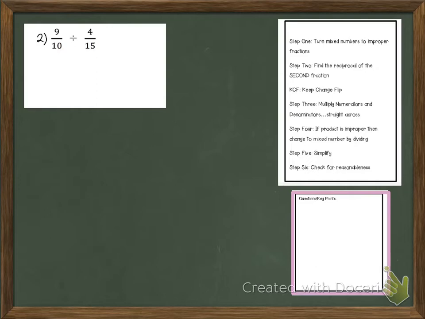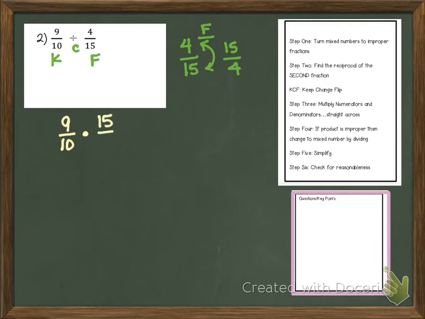Here we don't have a mixed number, so we're just working on the process of keep, change, and flip. And so before I rewrite my problem, I'm going to change my 4 over 15. I'm going to find the reciprocal, which is the flipping part. 15 becomes the numerator, and 4 becomes the denominator. Now I am ready to rewrite my problem. So I keep 9 over 10. I change my division to multiplication, and I write my reciprocal.